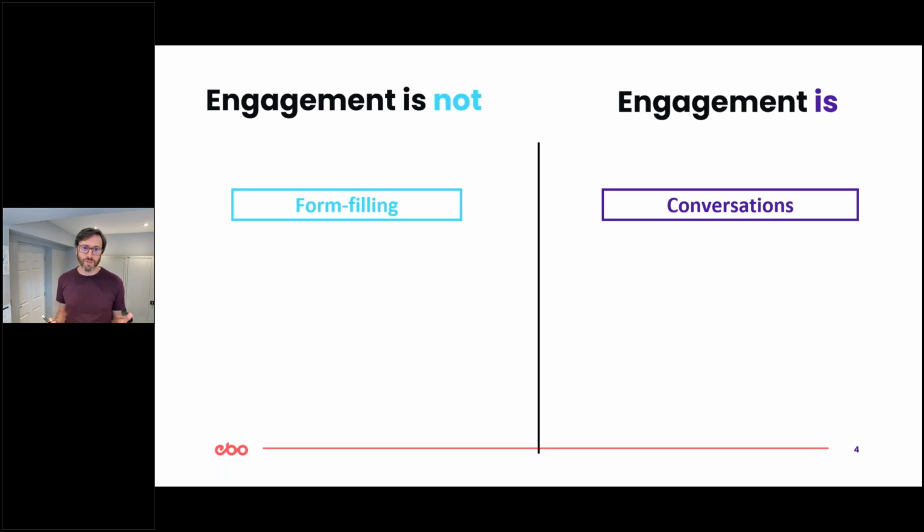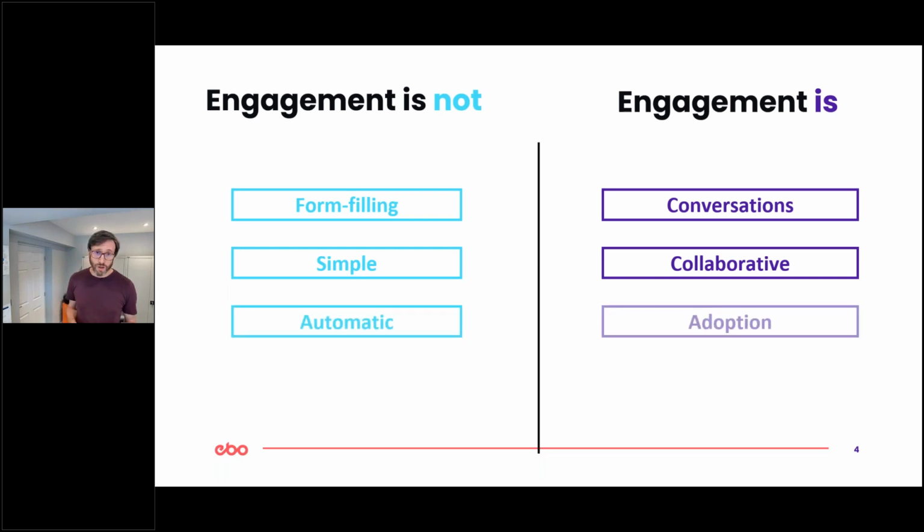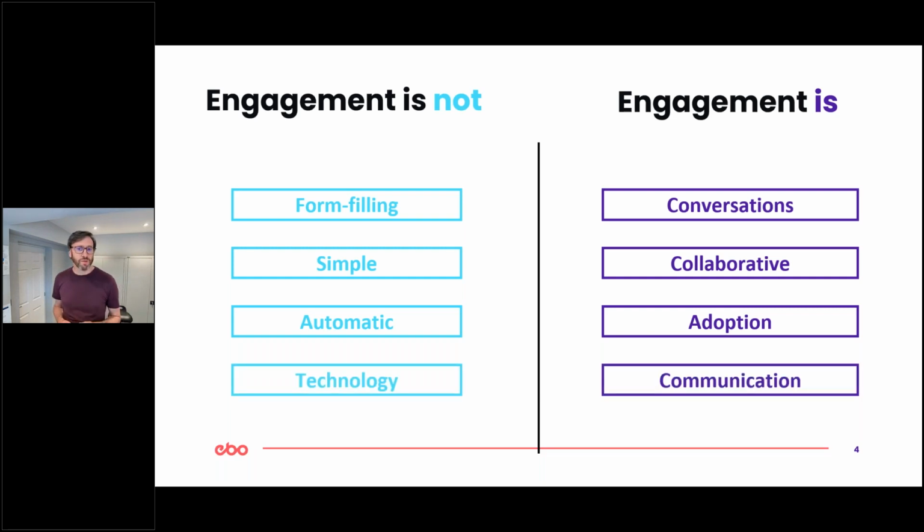We've learned that engagement is not about form filling. It's about having meaningful conversations with empathy. We've also learned that engagement's not simple. It's a collaborative process with key measurable outcomes. And we know at this stage that it's not automatic. It can't be assumed. It requires adoption, campaigning, and trust building over time. And we know that engagement is not about installing technology. It's about enabling methods of communication that work for the patient.